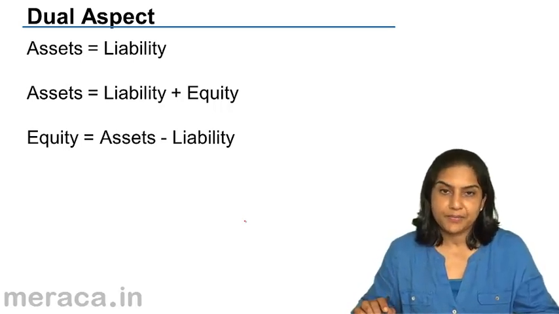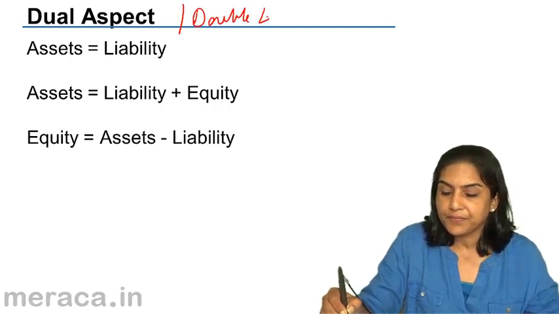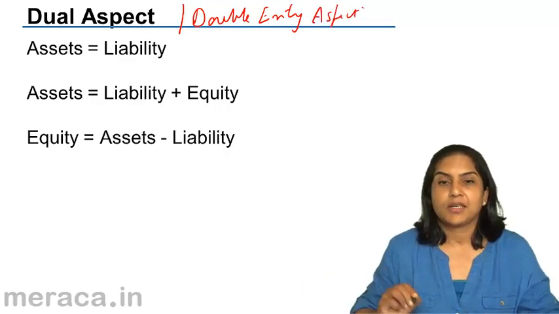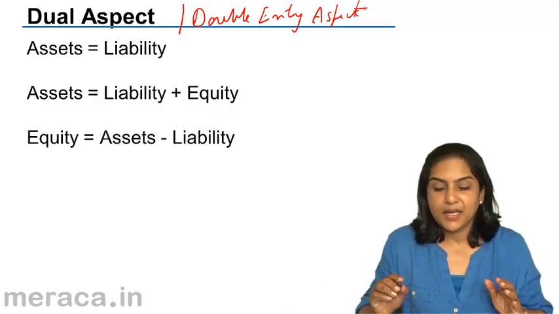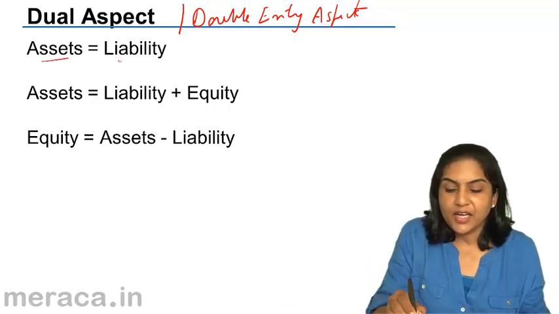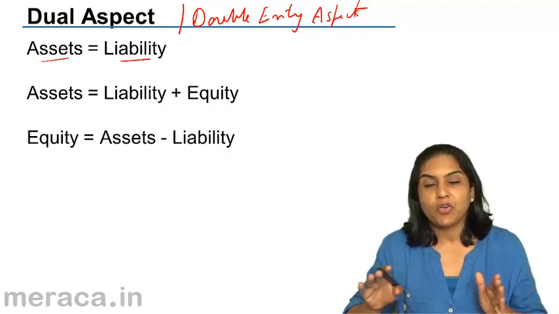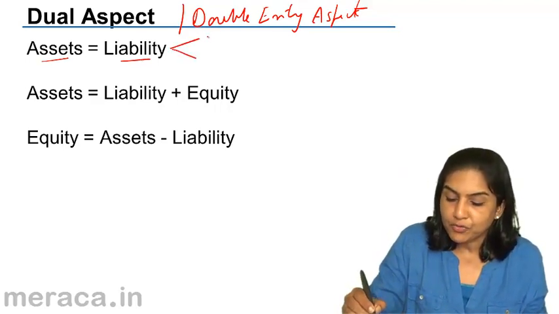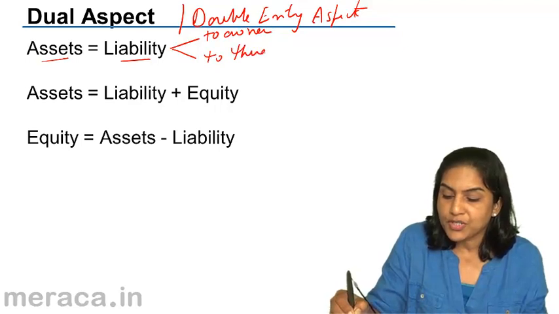Dual aspect. This is the fundamental double entry concept. Every transaction has two sides. Basically, it says assets are equal to liability. In accounting, assets will always be equal to liability. Liability may be of two types, liability to the owner and liability to a third party, to some outsider.